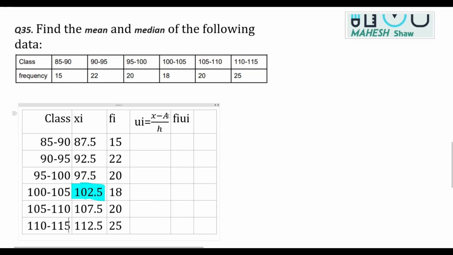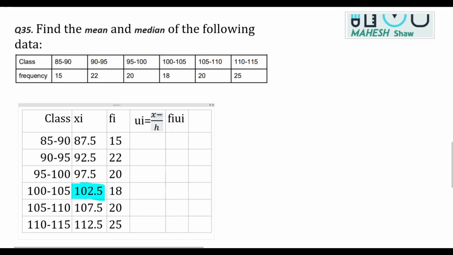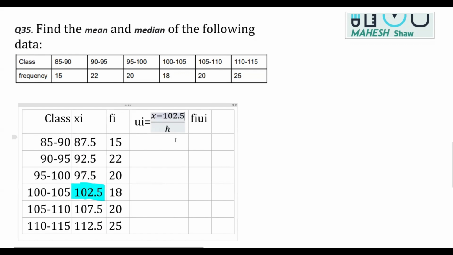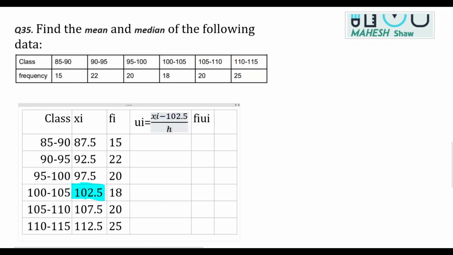There is no such condition. So I'm replacing a here, which I'm taking as 102.5. So we are going to get ui, and how do we get ui? As I said, it's xi minus a over h. I should have written xi. This is xi minus a over h, and h is what? H is the class size. And class size is what?